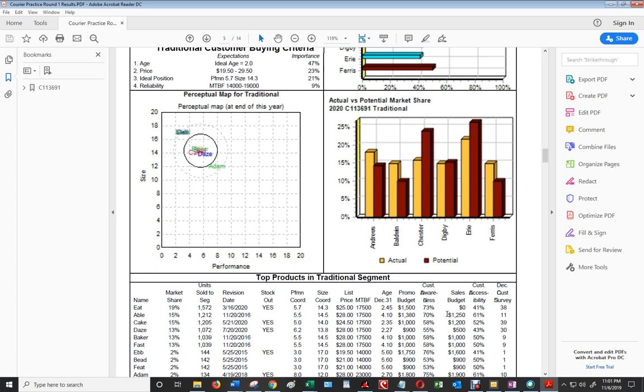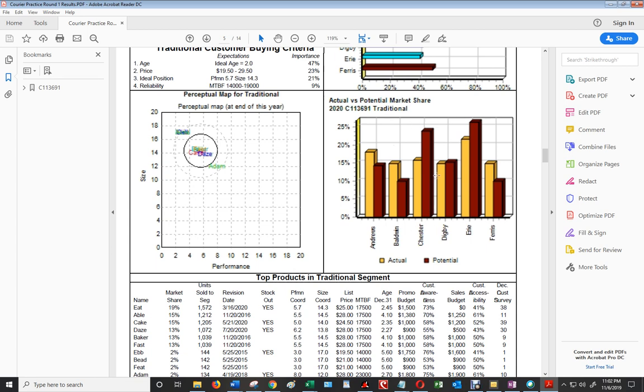Now, how did they do in terms of awareness and accessibility? They had lower awareness and accessibility than their next competitor, which was Eat. So they're going to have to boost that to match what Eat did. In terms of accessibility, they were good. They were just a little shy on the awareness, so that's something to do in the future. But overall, they had a pretty good product, but for some reason that didn't translate into a lot of sales. Now let's look at why.